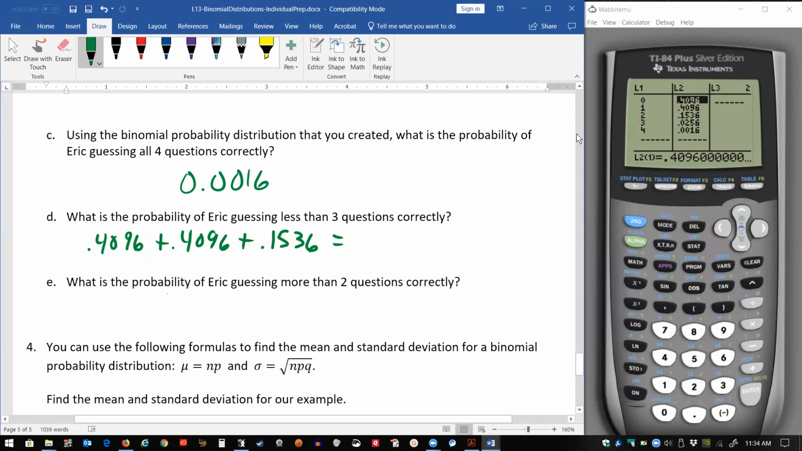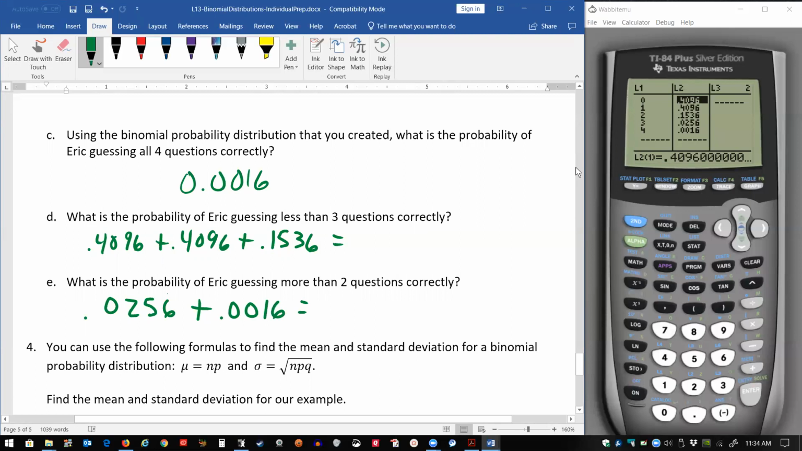That's not too bad. And then what's the probability that Eric guesses more than 2 correctly? Well, which outcomes are more than 2? That's 3 and 4. So the probability of 3 right is 0.0256. And the probability of 4 right, so 3 is the first one, 4 is the second one, 0.0016. And we get to find that value, and that'll give us that result.